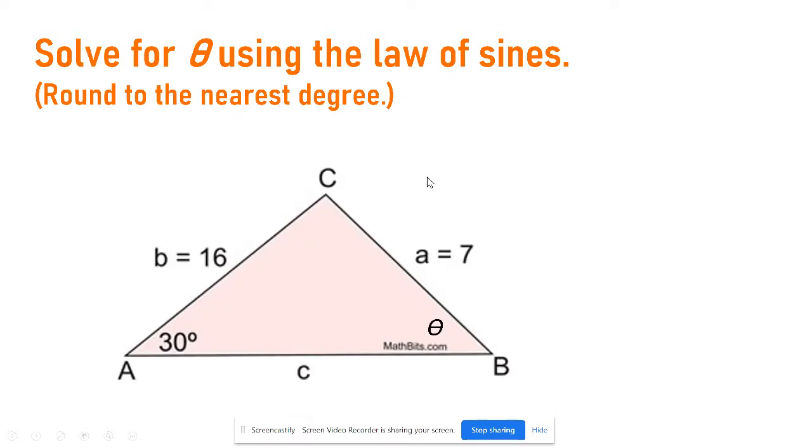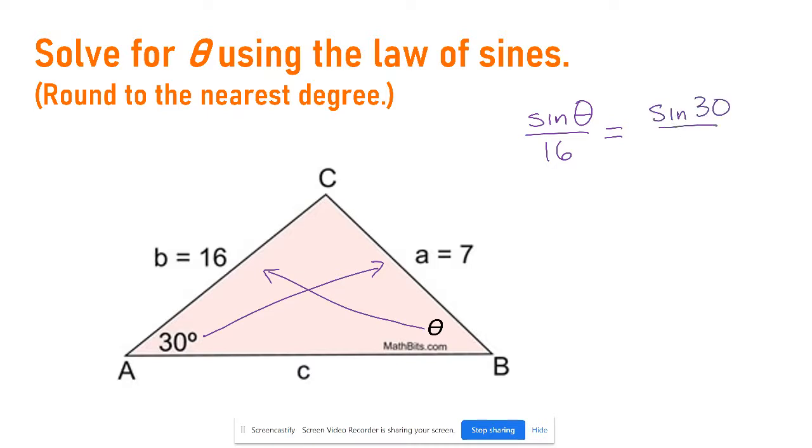Next example. This is a fun one, and we're going to see what happens here. We also have an angle that we're looking for. So we're going to have to deal with that inverse sine thing again. Maybe. Let's go ahead and set it up. So theta here goes with the 16. So we say sine of theta over the 16 equals sine of the other angle, which is 30, over its opposite side, which is 7.